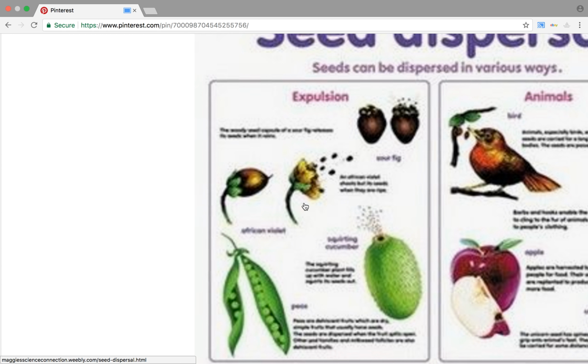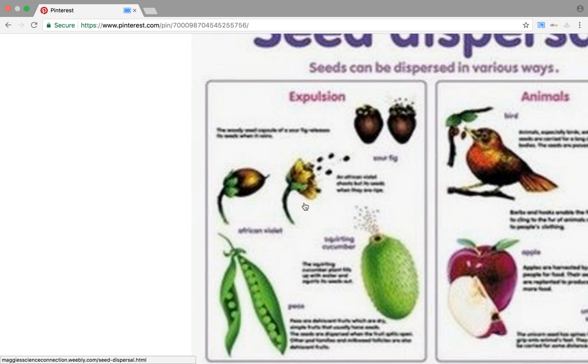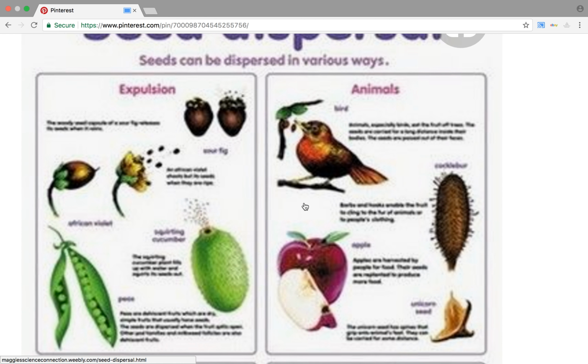Okay, can you give me an example of seeds that are dispersed? Tea. What else? What else can you think of? Rubber tree? Rubber exploded off the tree. Okay, never mind.